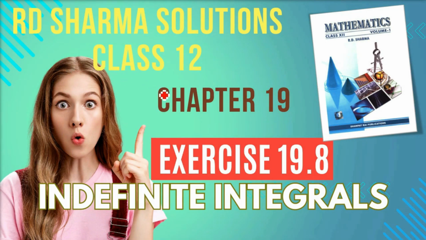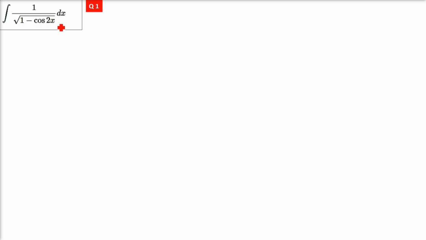This is R.D. Sharma Solution, Class 12, Chapter 19, Exercise 19.8, indefinite integrals we are talking about. The integral of 1 by under root 1 minus cos 2x dx.